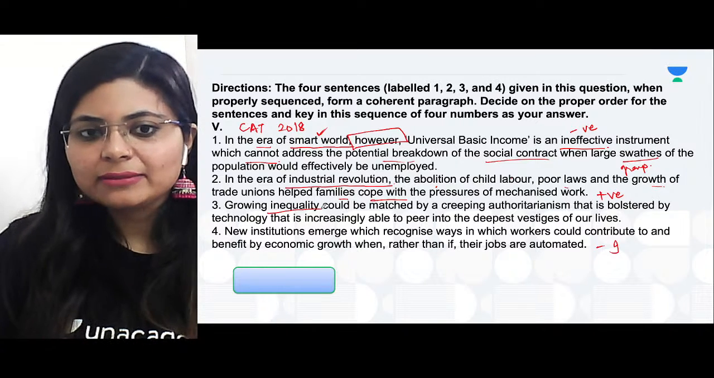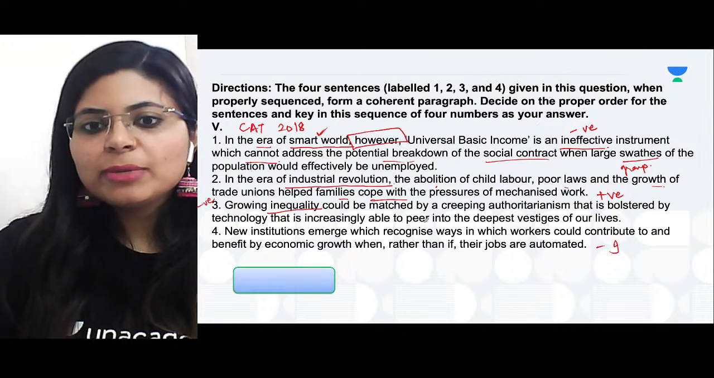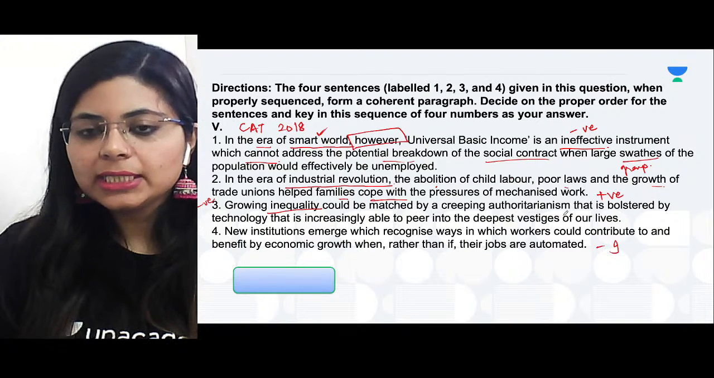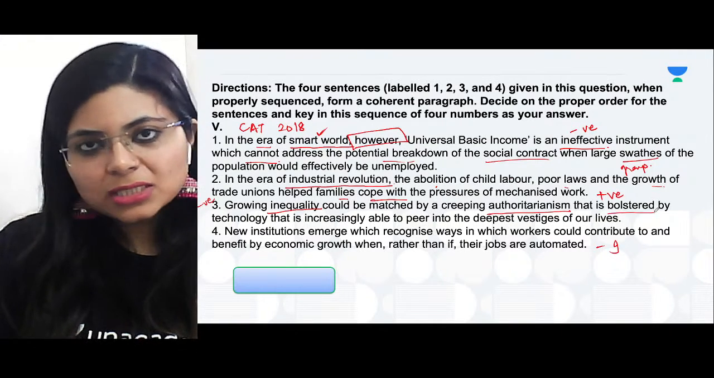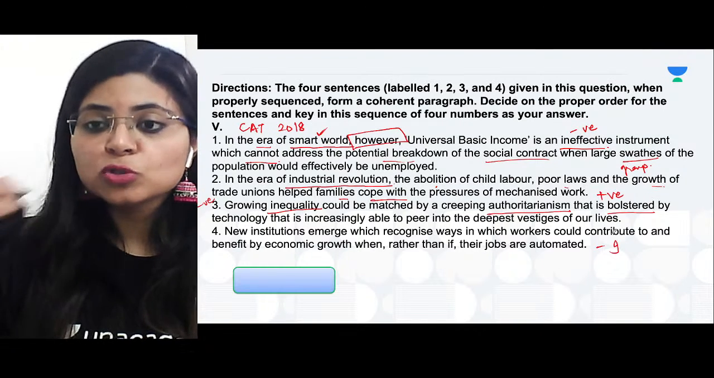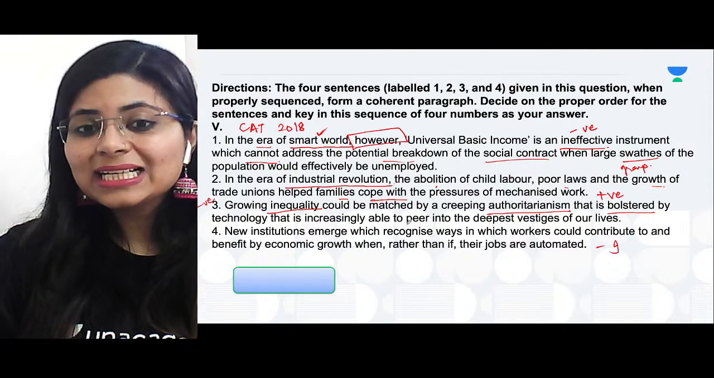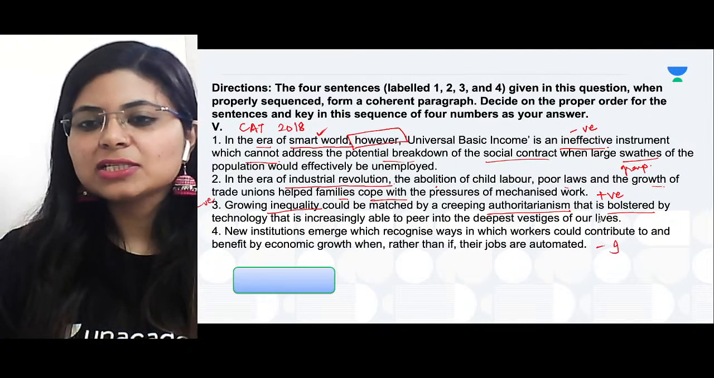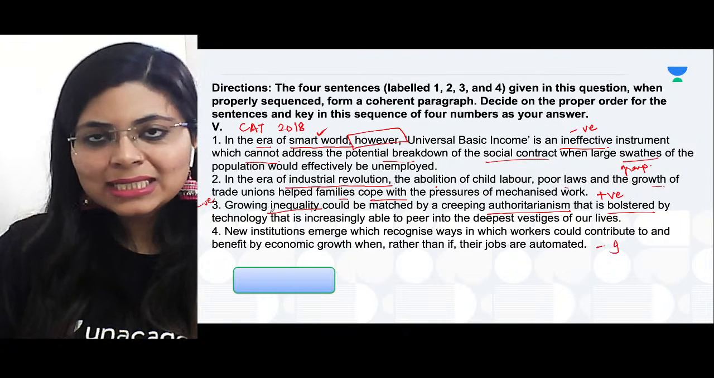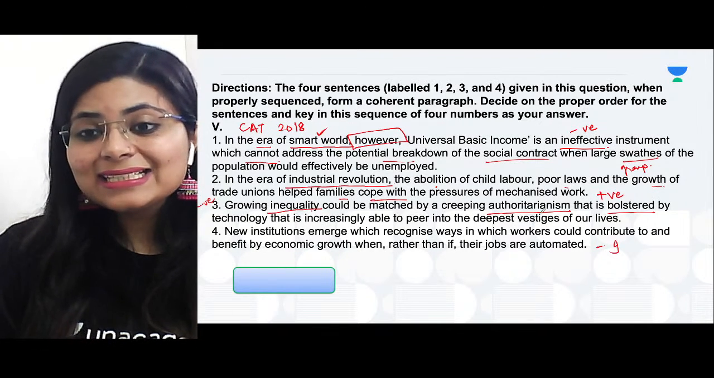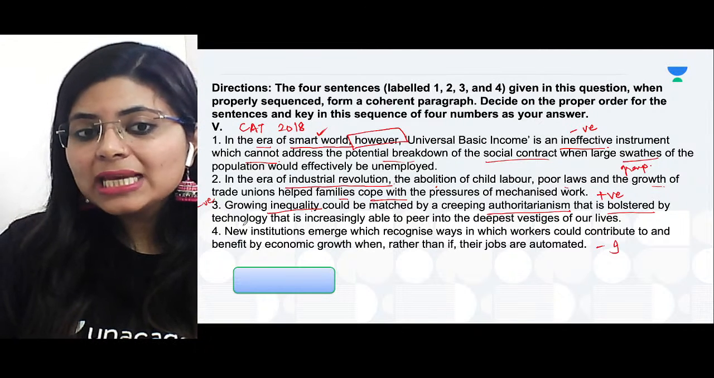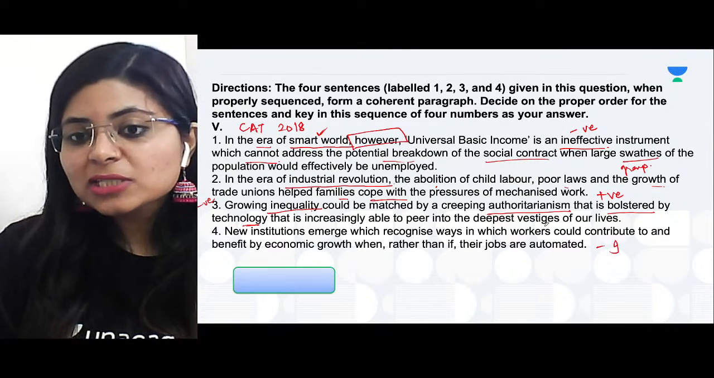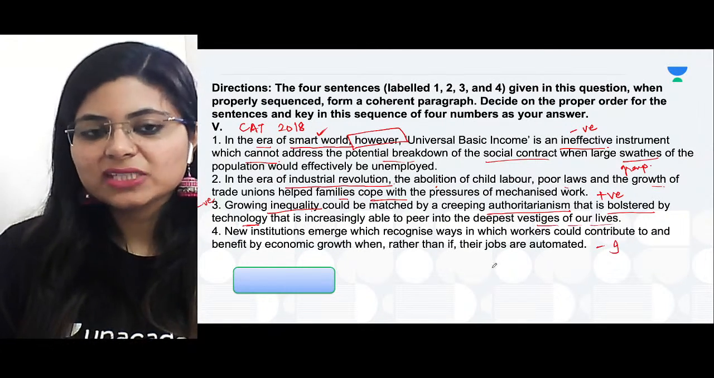Growing inequality, negative again. Growing inequality could be matched by a creeping authoritarianism. Authoritarianism is dictatorship. I have taught this to you multiple times. That is bolstered, I have taught this as well, supported or boosted by technology that is increasingly able to peer into the deepest vestiges of our lives. Inequality is increasing, and there is dictatorship. The government has more control over our lives. And the technology helps them get more control in our lives because then they get into the deepest parts of our lives. This is also a negative sentence.